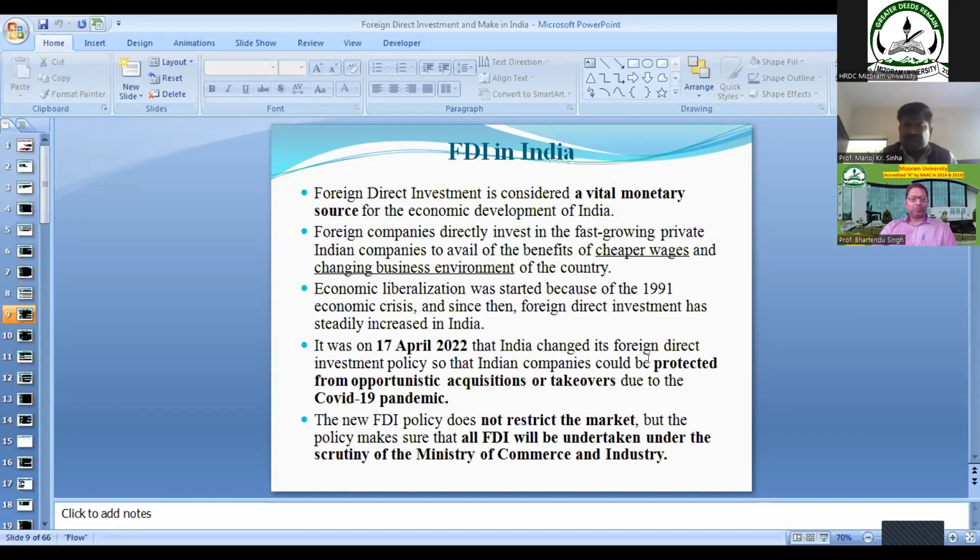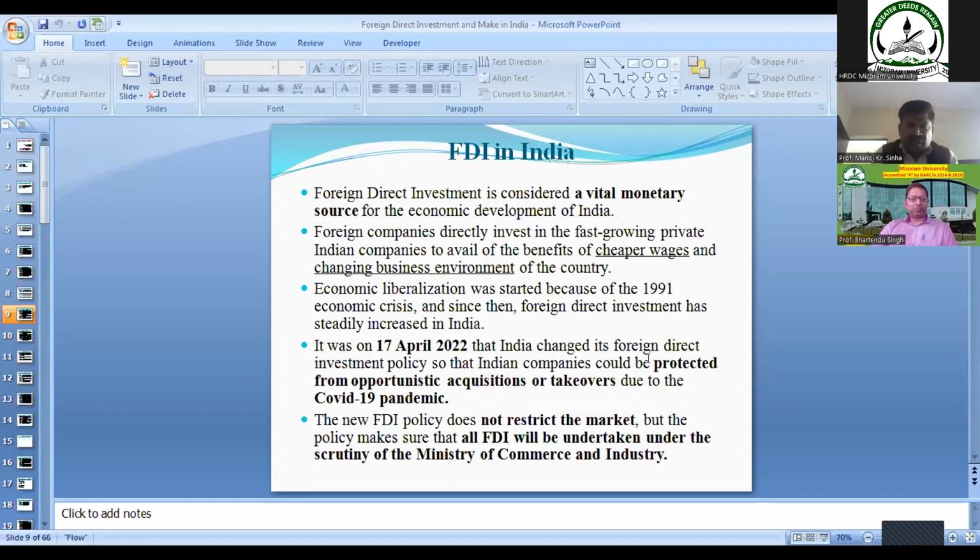And economic liberalization we started in 1991, and since then we are systematically liberalizing our economy so that more and more foreign direct investment comes into India. And recently, in 2014, the government of India launched a policy or program by our honorable Prime Minister, Mr. Narendra Modi, that is called Make in India. That is basically an extension of our liberalized policy. In that, we have offered setting up manufacturing units in India.